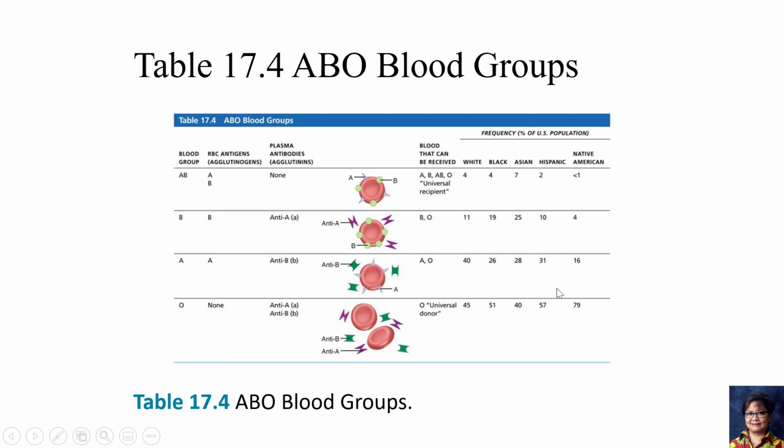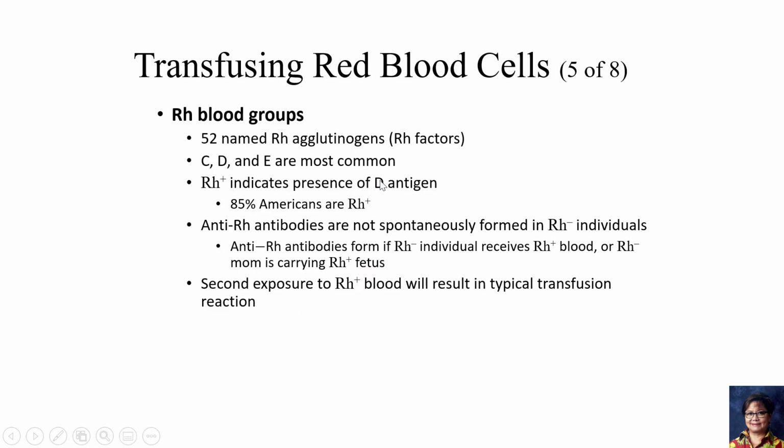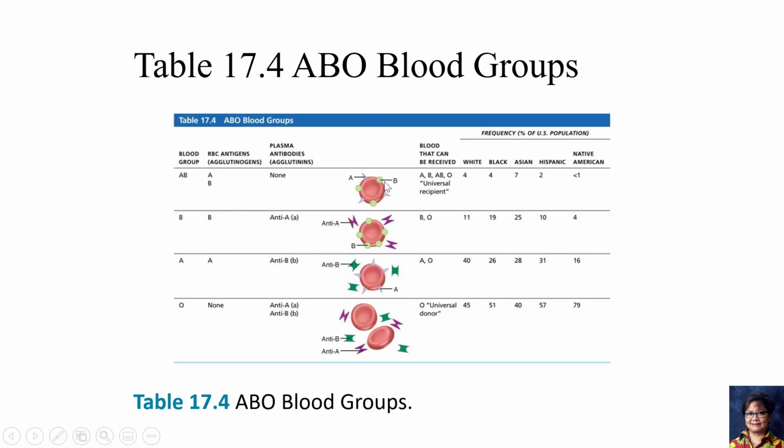So here is a picture of the ABO blood group. This is blood type A. No, it's AB. AB carries both B agglutinogen and also A agglutinogen. So here is blood type B. It carries nothing but agglutinogen B. And here is blood type A, and it carries nothing but agglutinogen A on the surface. And this one here does not carry any agglutinogen on the surface, and therefore this is an O.